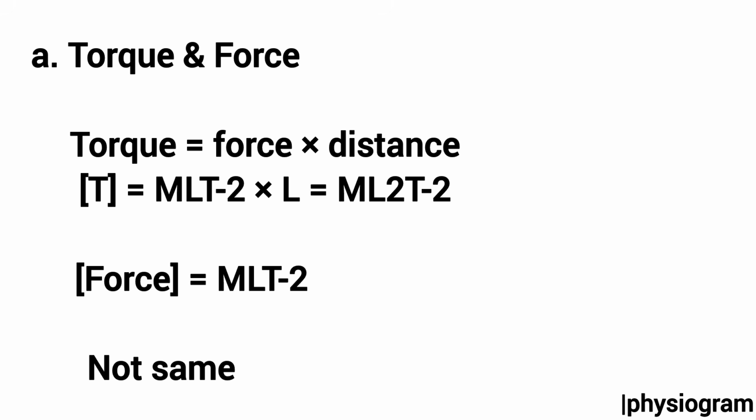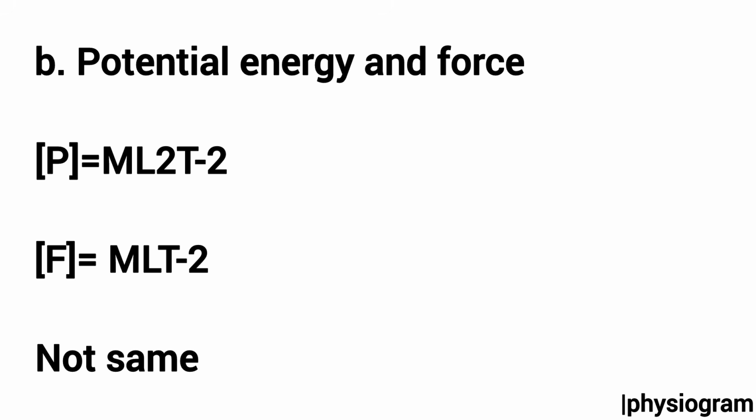So number A, that is torque and force. So we know torque formula is force into distance. So let's put the dimension of force and distance in it. So we will be getting here MLT^-2 into L, that is distance. So we'll get here ML^2T^-2. Next, force have dimension MLT^-2, so they are not same. Next, number B is potential energy and force. So potential energy we know is ML^2T^-2 and force MLT^-2.